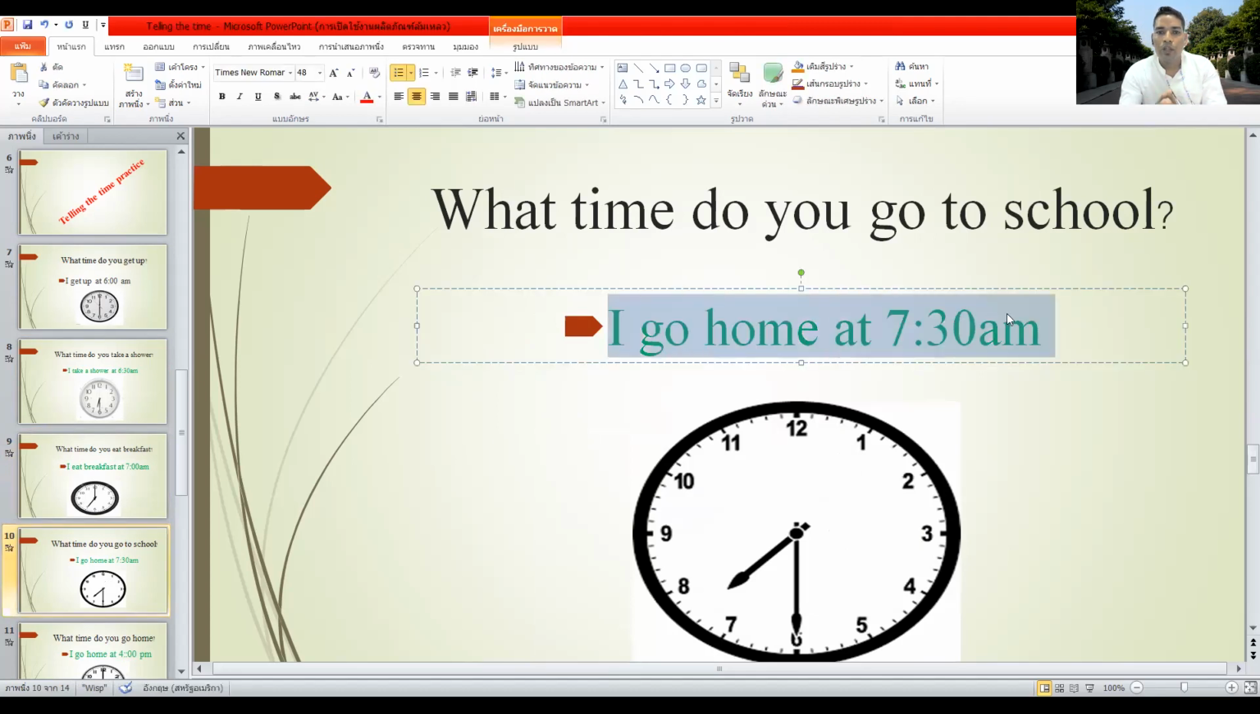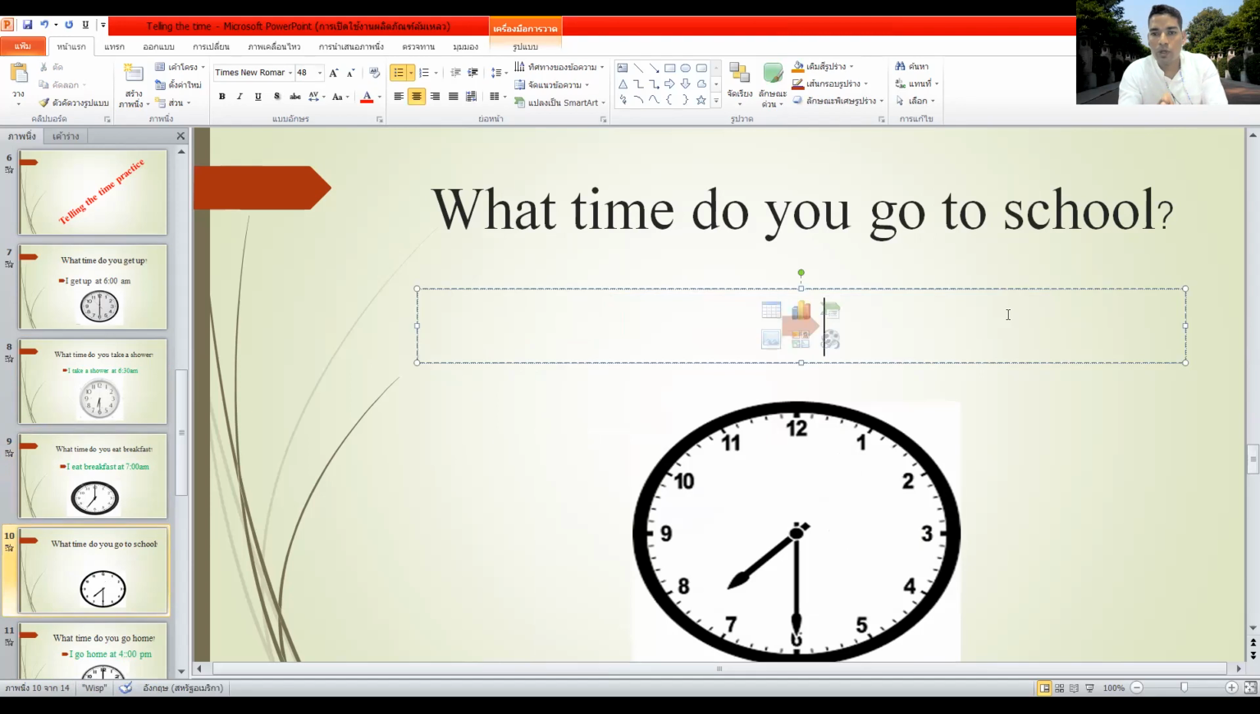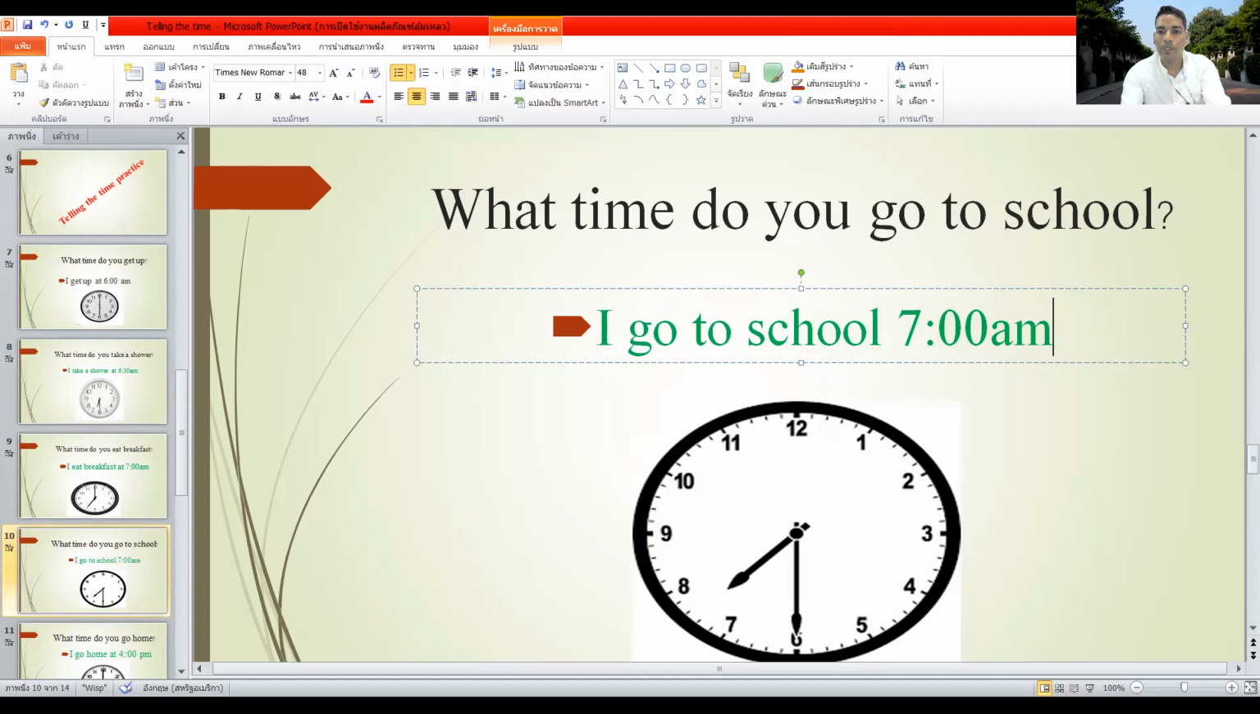what time do you go to your school, showing the watch and clock here. So what can we say in this one? I go to school at 7 o'clock. Yeah, we can say I go to school at 7 a.m.